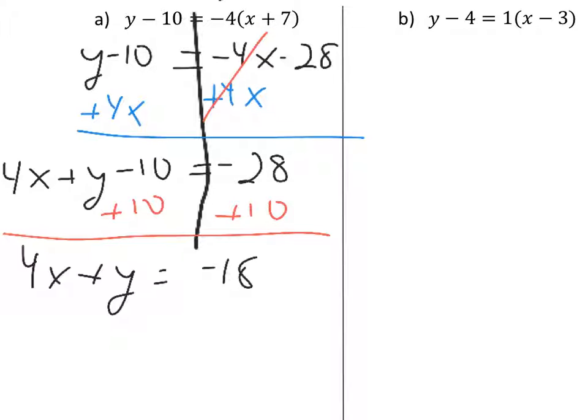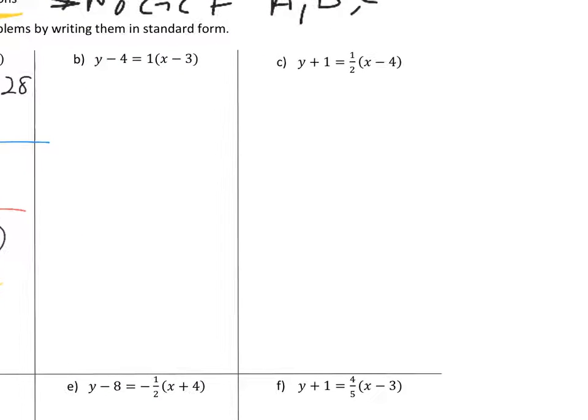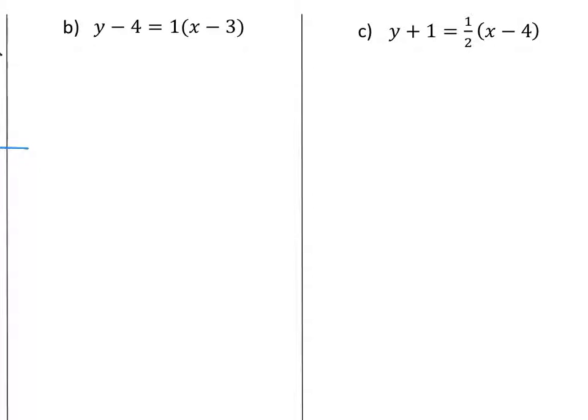Now I'm finished if there are no fractions or no decimals. Good. I'm finished if there's no greatest common factor of a, b, and c. We're good. And if the coefficient of x is greater than 0, which is 4, so we're good. Our answer, 4x plus y equals negative 18. So basically we're solving each of these equations so that x and y are on the left side and everything else is on the right side.